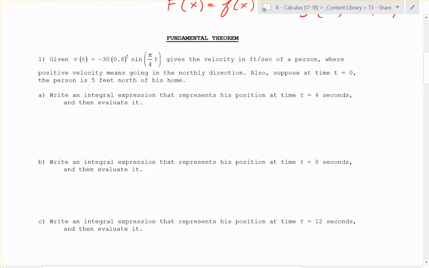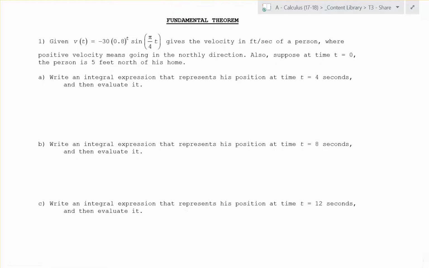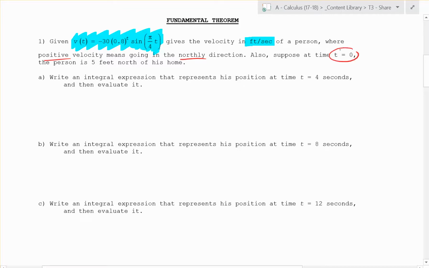So let's do an example. We are given this velocity function right here. Nice and fun, and has sine in it. It gives the velocity in feet per second of a person, where positive velocity means going north, which is pretty common. Also suppose that at time equals 0, the person is 5 feet from his home. That's important. Write an integral expression that represents his position at time equals 4 seconds, and then evaluate it.